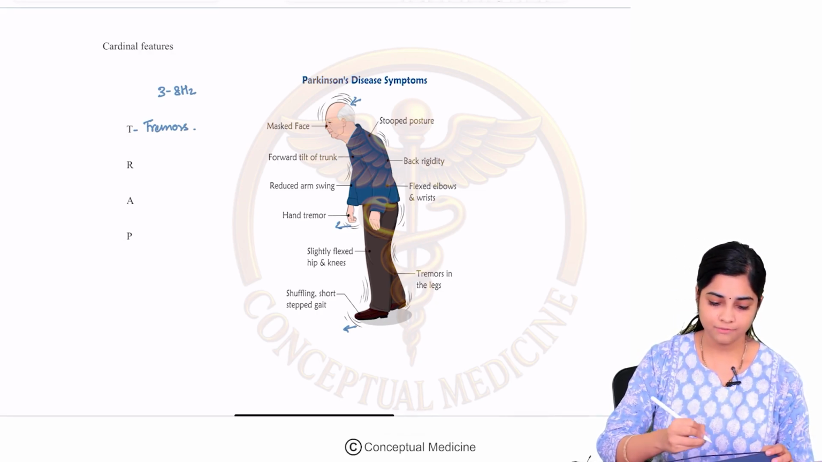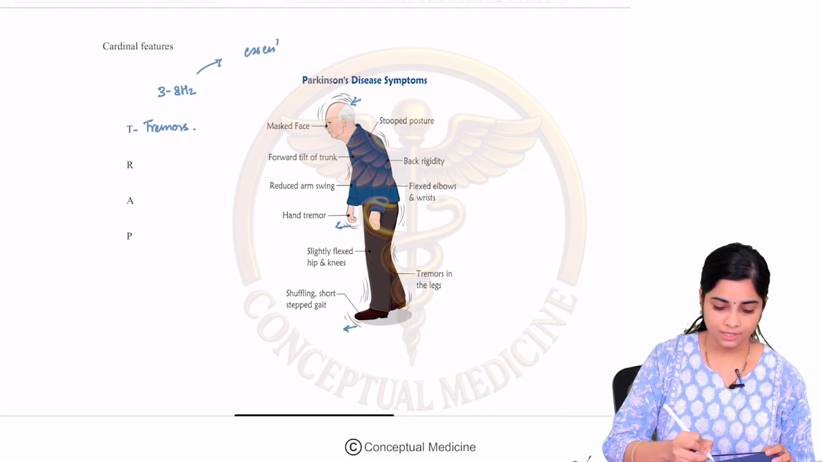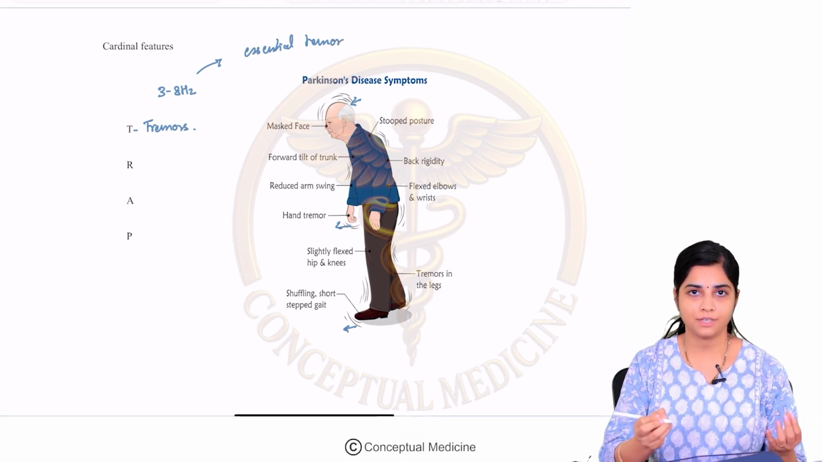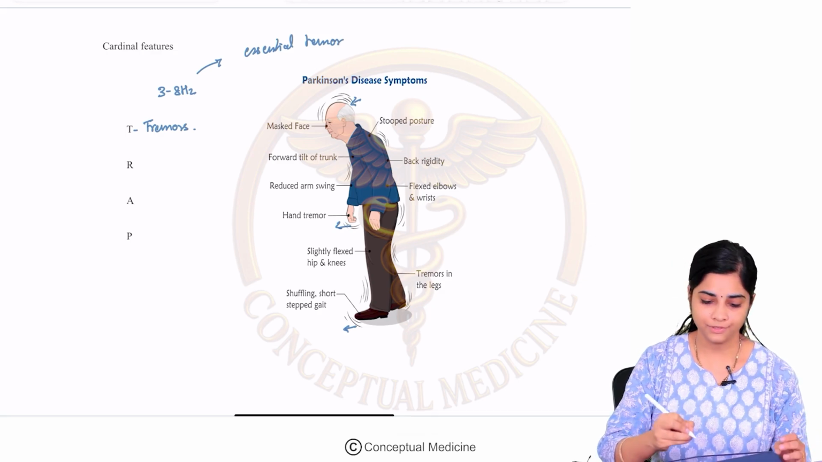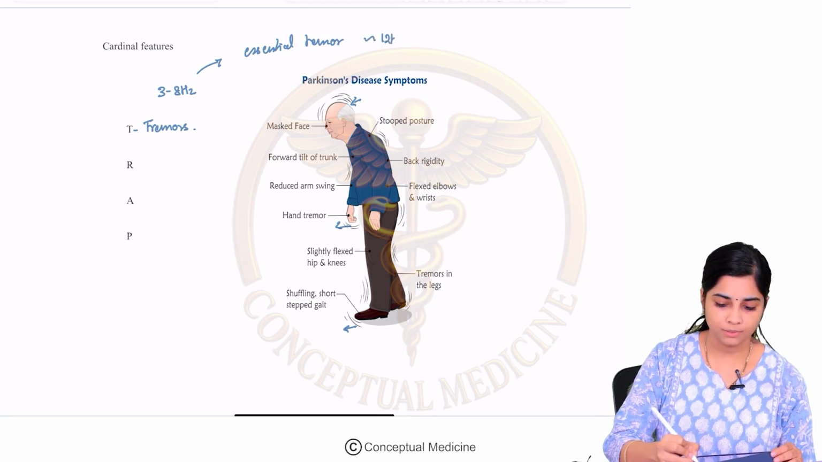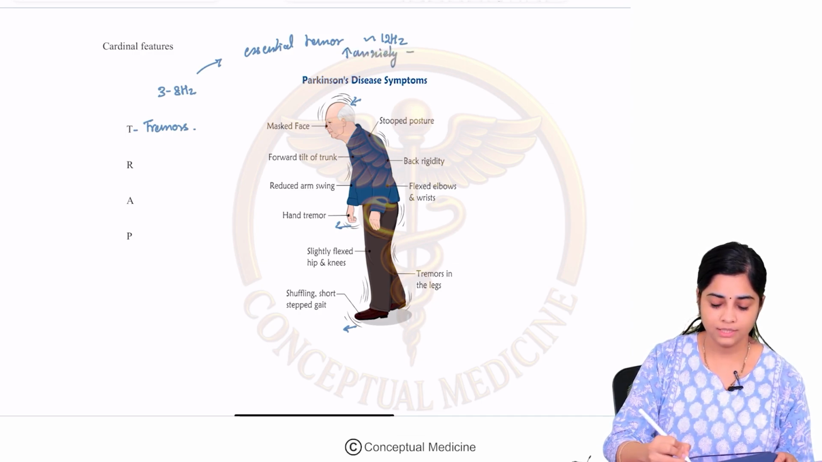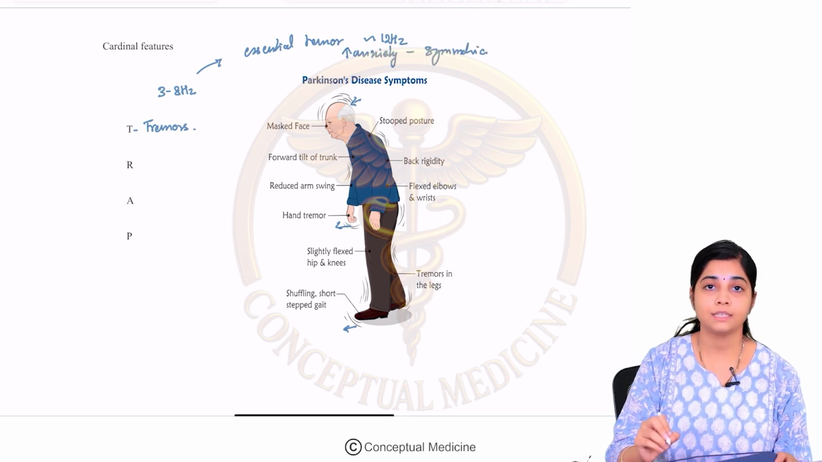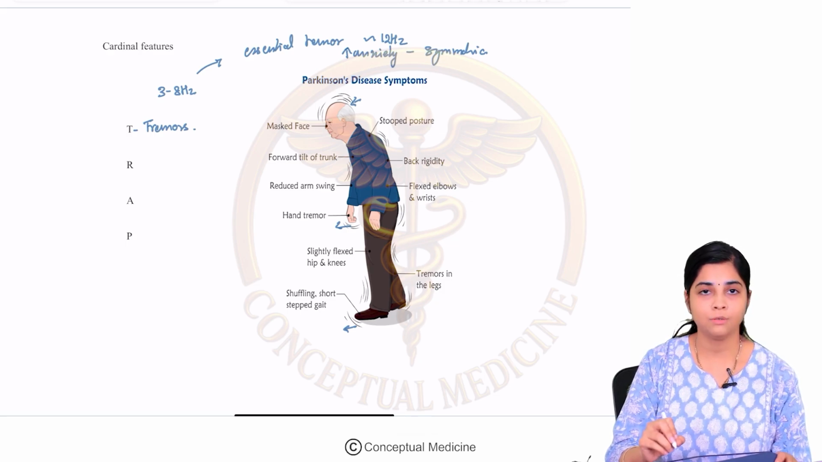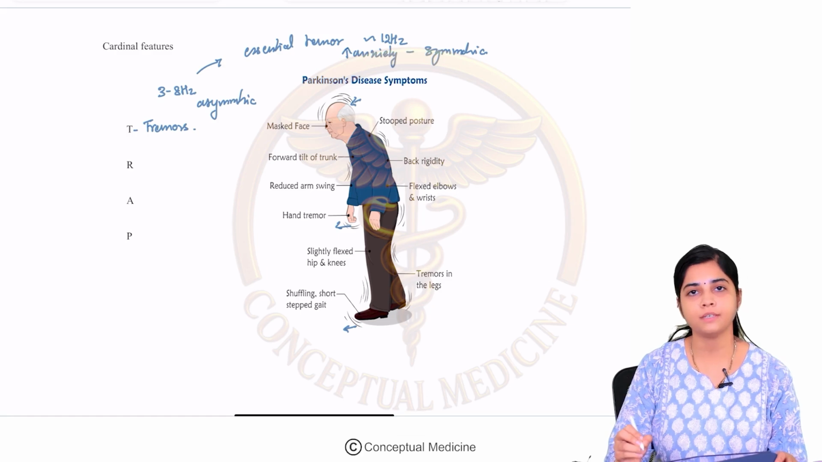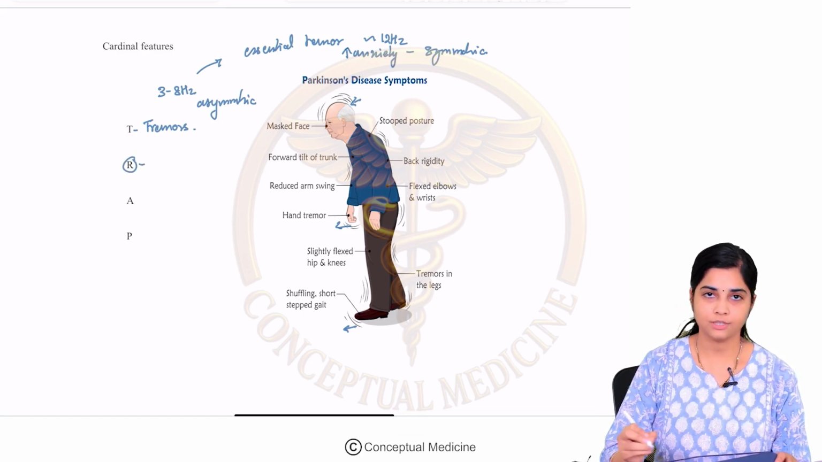And how is it different from an essential tremor? An essential tremor is basically a benign tremor and it is not associated with other features. It has a higher frequency of up to 12 Hz, it can be increased during anxiety, and it is predominantly symmetric. Whereas the PD tremors are usually of a lower frequency, 3 to 8 Hz, and they are asymmetric tremors.